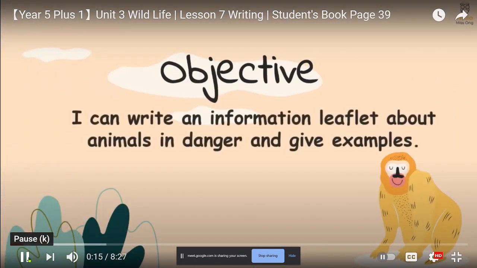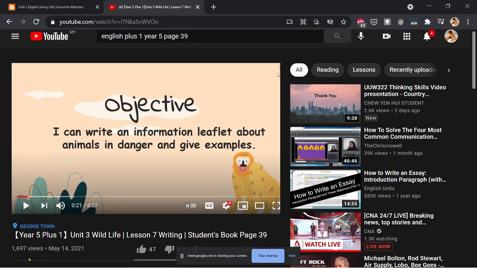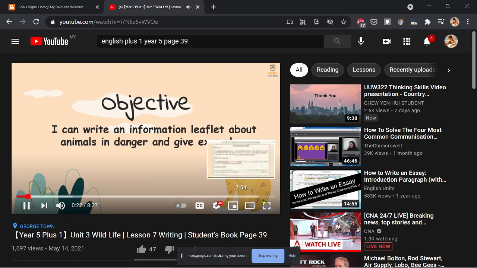Objective. I can write an information leaflet about animals in danger and give examples. Okay, today we are going to learn about endangered animals. Kita nak belajar tentang binatang, haiwan-haiwan yang kepupusan. We are going to learn about animals in danger. Endangered animals, like panda, like orang hutan, etc. Okay? So, just continue. You watch first.